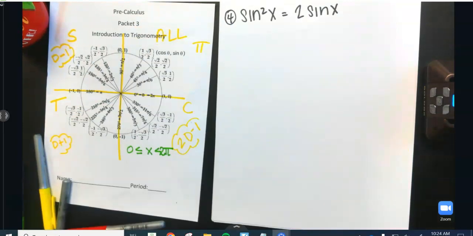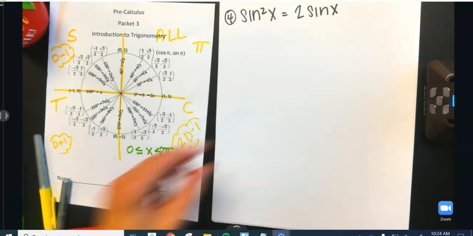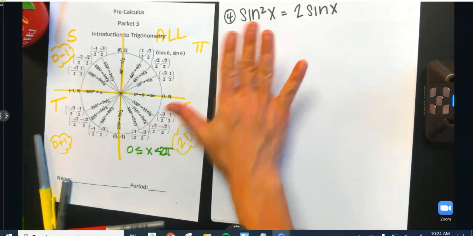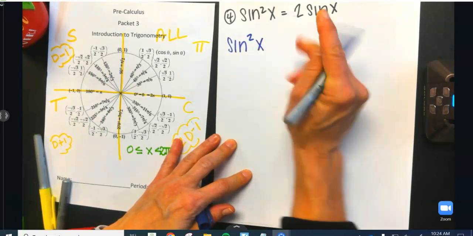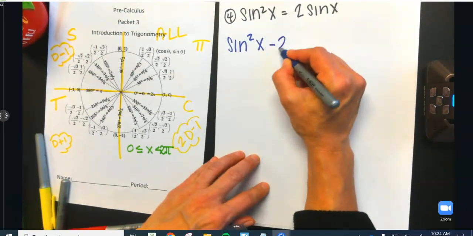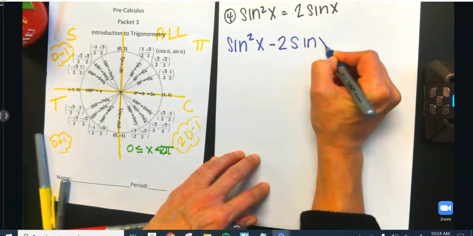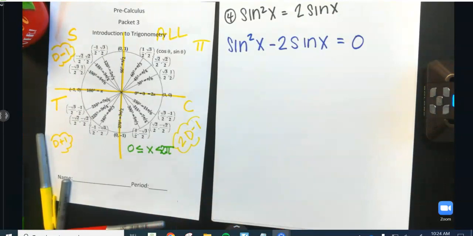All right, number 4. So number 4 has sine all over the place. You can't have that, so we're going to move this over. So I'm going to recopy sine squared x. I'm moving that over, so don't forget it's going to be negative. So write minus 2 sine x. And y'all, there's nothing over there anymore, so write 0.